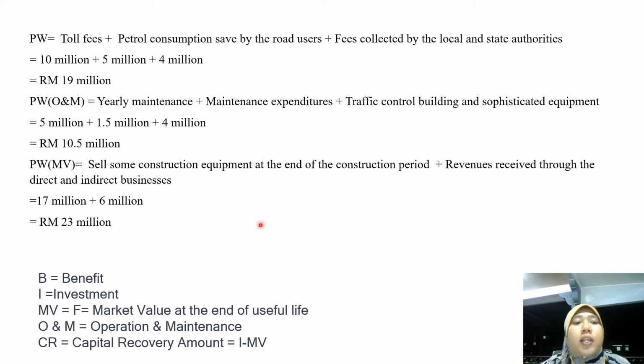Next we have to calculate the PW of MV, which is the market value at the end of the useful life. We have to know the market value of the highway at the end of its useful life, because there is some construction equipment at the end of the construction period, such as machines, that can be sold after we finish the work on the highway. That is 7 million, plus the revenue received through direct and indirect business, which is 6 million. So that is 23 million in total. So let's go to the formula.